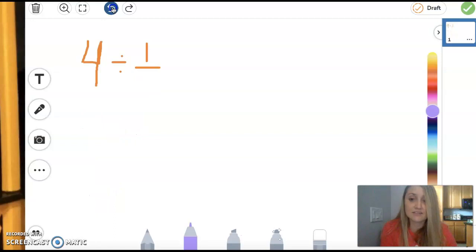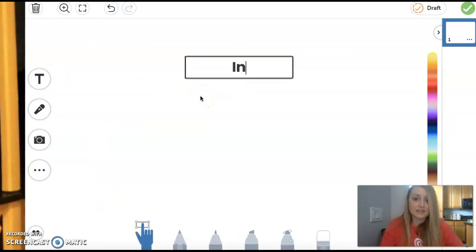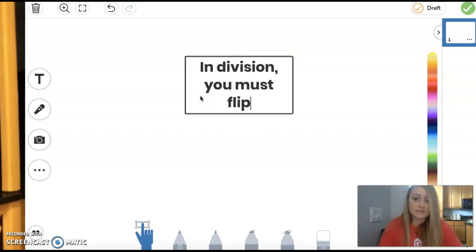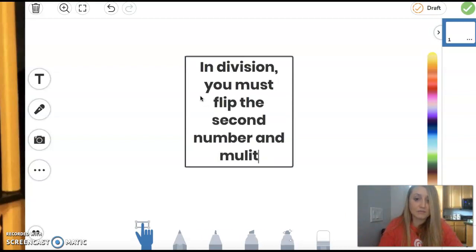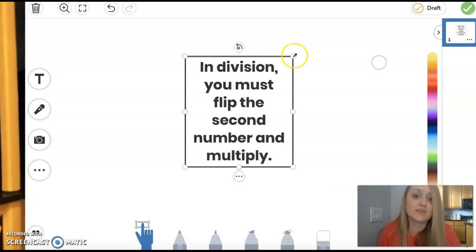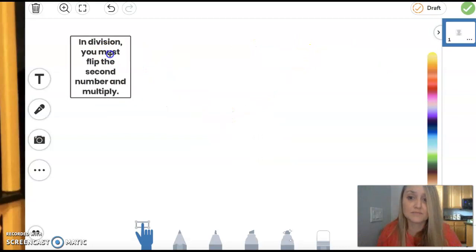All right, so I'm going to put that even right here so you see it. So in division, you must flip the second number and multiply. Okay. Huge rule there.